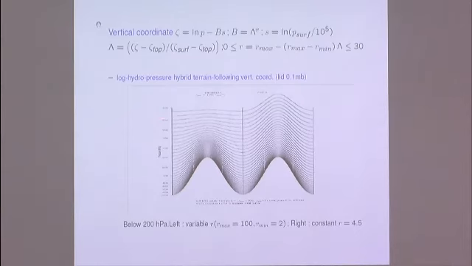Here you see two comparisons below 2 hectopascal. We have more levels, but we present only those below 2 hectopascal. So with variable r, we can flatten below 2 hectopascal, and there is no problem with those tests that pass through a mountain.